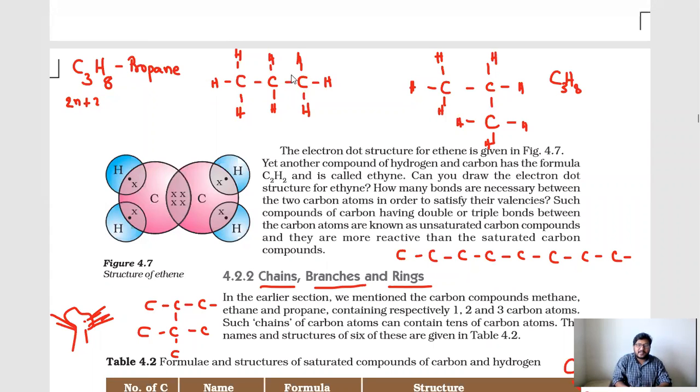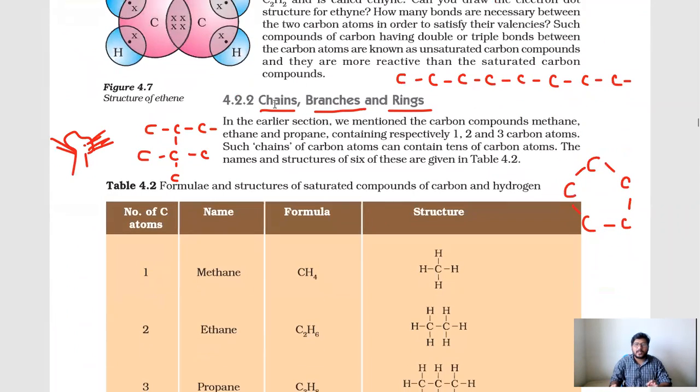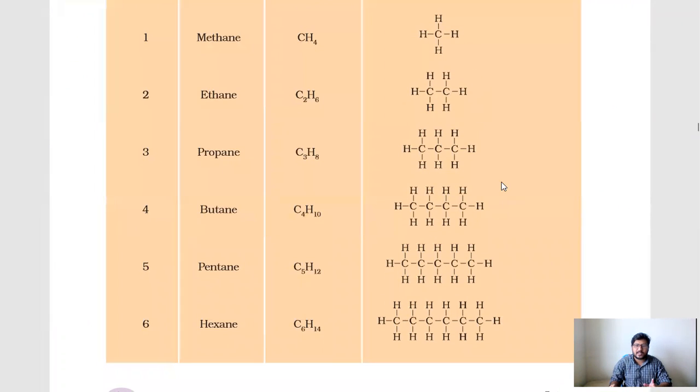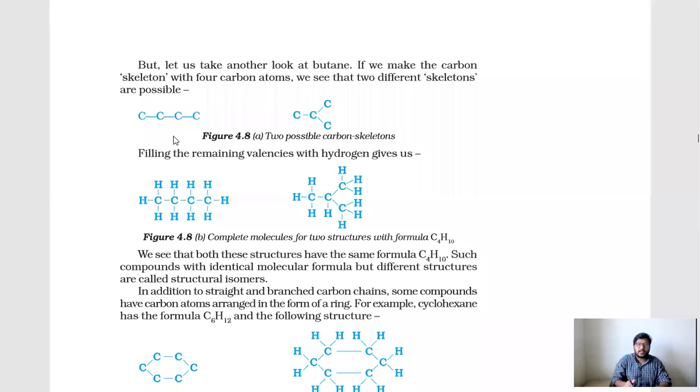So if you are representing in straight, it is known as chain. If you are representing layer by layer, it is known as branch. Of course, we'll see rings also, and that is the meaning of these chains, branches and rings. These structures we have seen in the last lecture itself, and you are familiar with them.